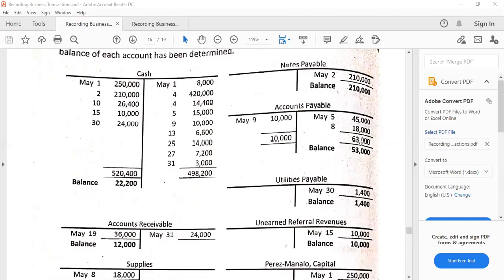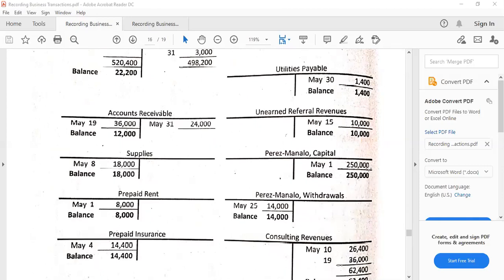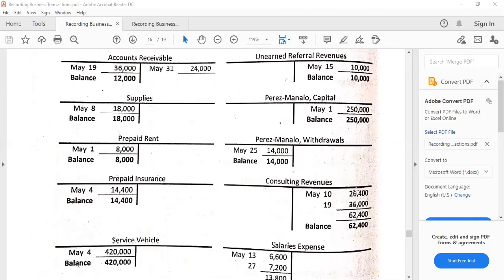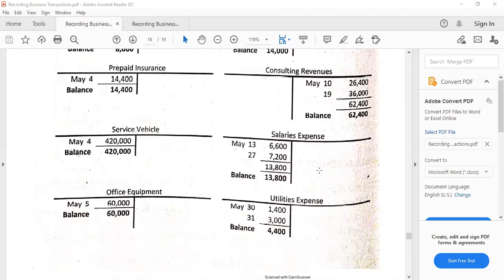Accounts payable, credit is greater. That's why 53,000 should be on the credit side. Utilities payable, copy, copy, copy, as well as withdrawals. No credit, so just reflect 14,000. Consulting revenues, no debit, so just add all credits. Salaries expense and utilities expense, no credit entry, so place them on the debit side and get the total.